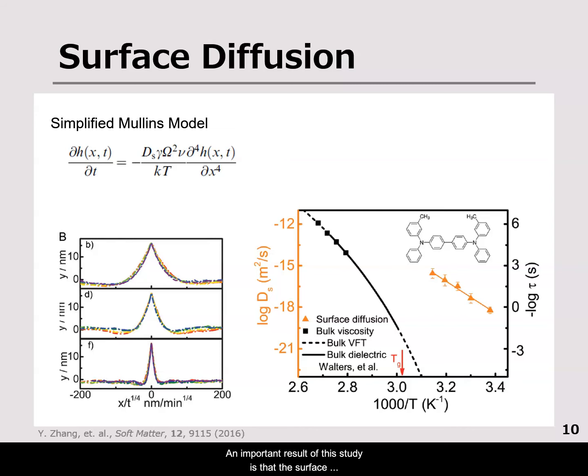An important result of this study is that the surface diffusion of a glass is much faster than the bulk relaxation. This is the foundation of stable glass formation, which is introduced in other videos from our group.